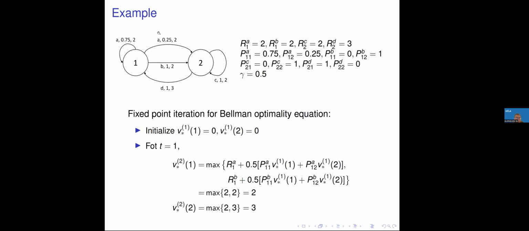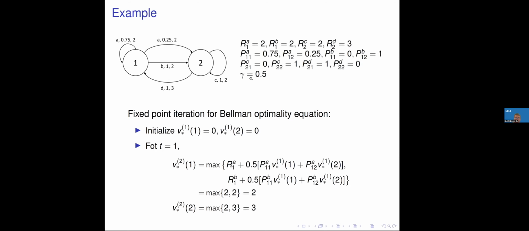From this state transition graph, we can just write down those key quantities, such as the expected reward and the state action transition probability.